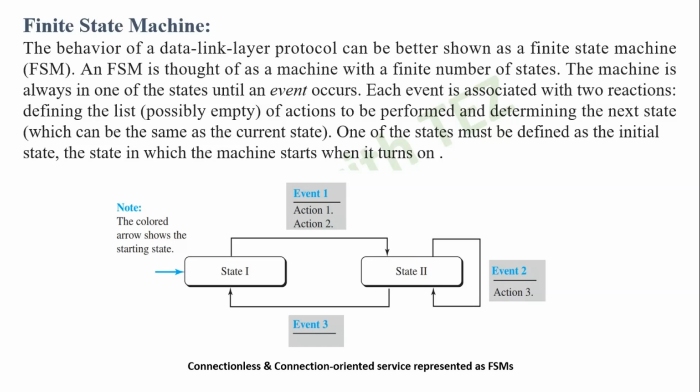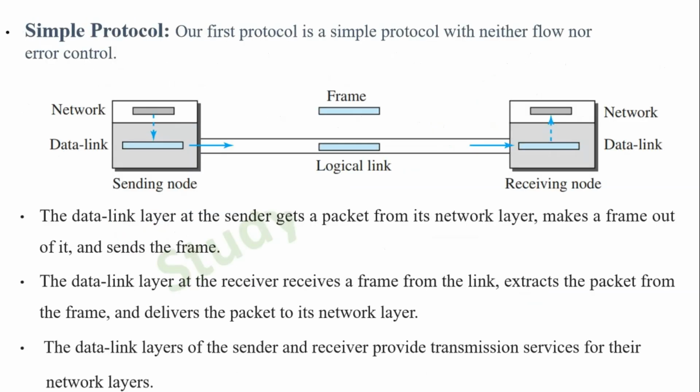Now, let us deal with simple protocol. As the name says, it is too simple. We are worried about neither flow control nor error control. Simply, the sending node produces some frames that will be received by the receiving node. We are not even worried whether the receiving node is working at the same speed or whether it is overwhelmed. At the same time, whether the frame has reached the receiving node without any errors, is it corrupted or uncorrupted, we are not bothered at all.